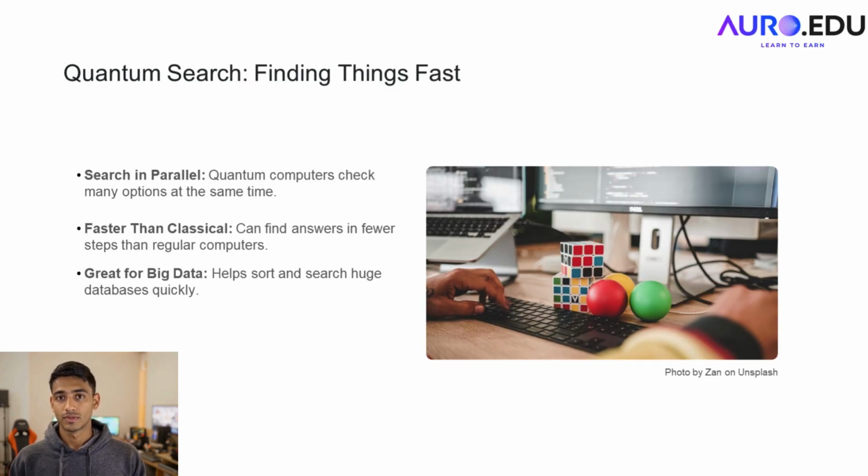Imagine trying to find a book in a giant library. A regular computer would check one book at a time, but a quantum computer checks them all at once. Quantum search uses superposition and entanglement to scan massive datasets much faster. It's like having a million searchers helping you all at once.